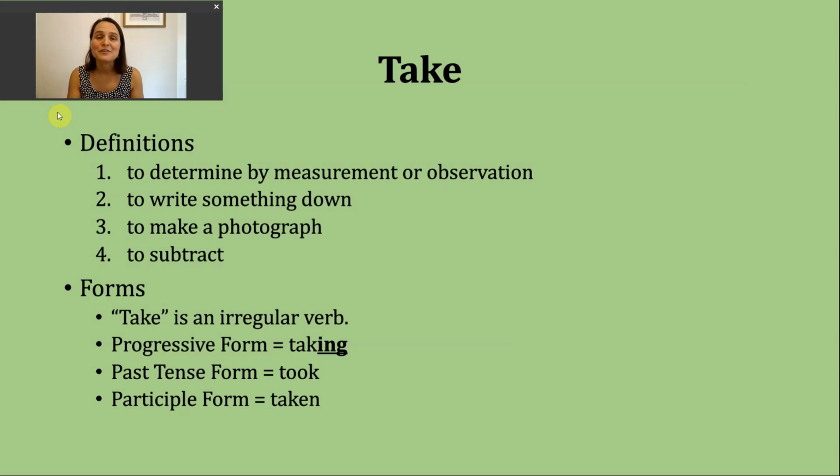A fourth way you can use the verb take is to mean to subtract. Sometimes as people are learning subtraction, it helps to think about it with this particular verb. You might hear take 2 from 4. So you're starting with 4, you're taking off 2, that leaves you with 2. You might also hear take away, and again, that's used to mean to subtract.